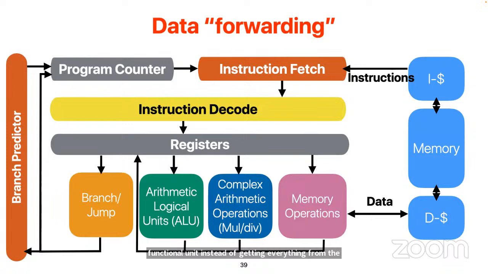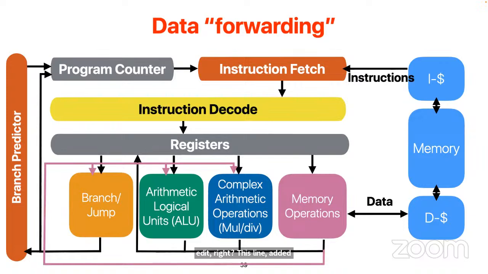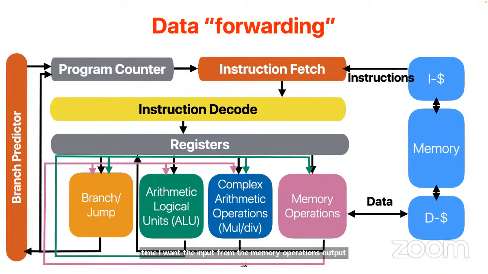So this is the original pipeline processor we have. But right now, imagine we have data forwarding from the memory operations to your ALU. You will see this line added, this line added, this line added. You can have some muxes selecting, at this time, I want the input from the memory operations output. Or you can also forward your ALU result to other units as well, including itself.